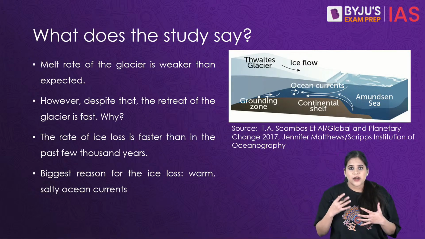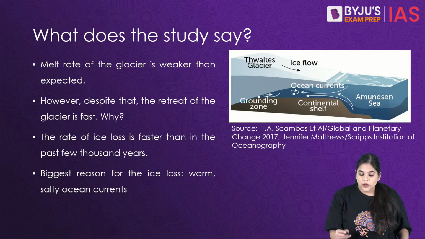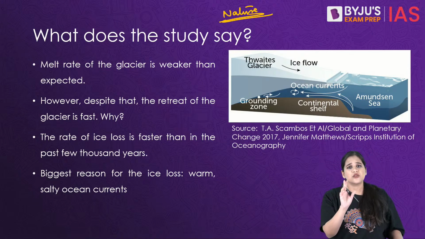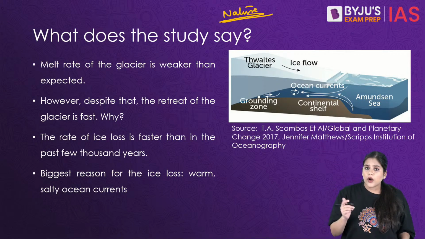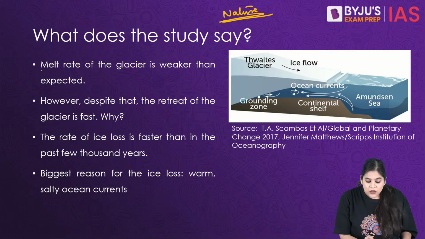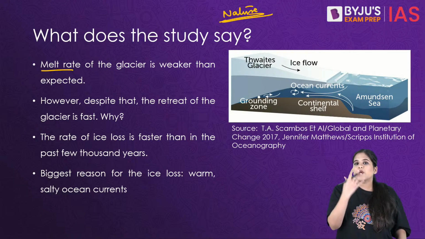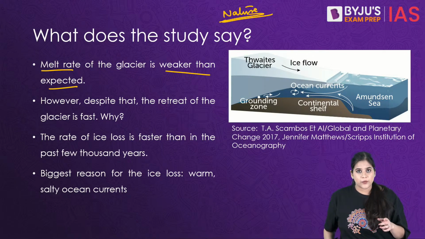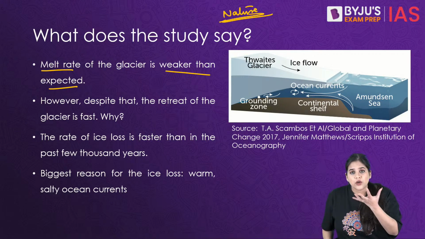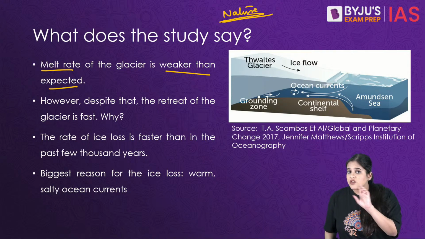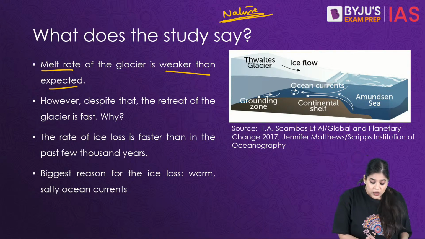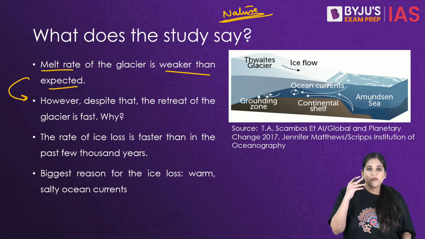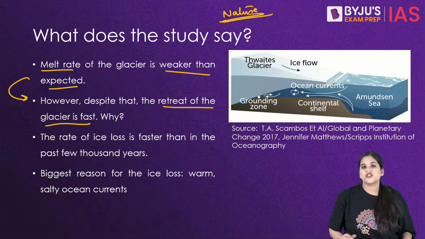Now, what does the study say? The study was published in the Nature journal, which is one of the most prestigious science journals of the world. According to this study, the rate at which the glacier is melting is weaker than was expected based on the current levels of ocean warming. However, this is not positive news, because despite lower levels of melting, the retreat of the glacier is fast.